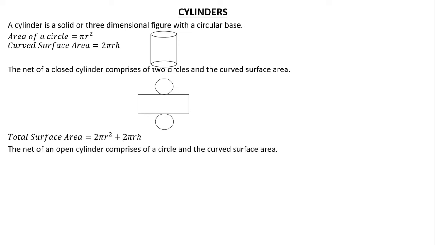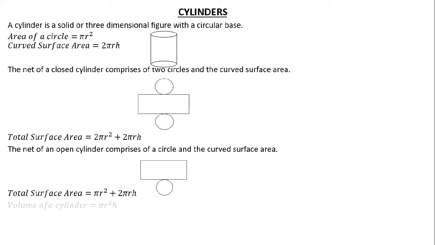The net of an open cylinder comprises of the circle and the curved surface area. So one circle will have to go, we will just remain with the circle at the bottom and the curved surface area. So total surface area of an open cylinder is equal to pi r squared plus 2 pi rh. The difference between the closed and the open cylinder is the number of circles that they have. A closed cylinder will have two circles and an open one is going to have just one.